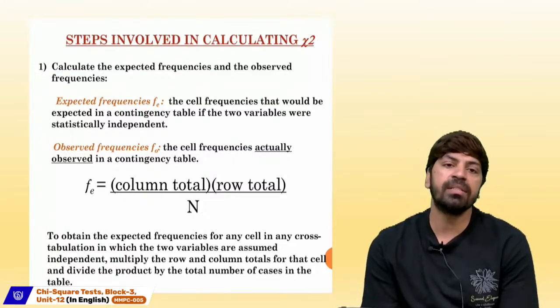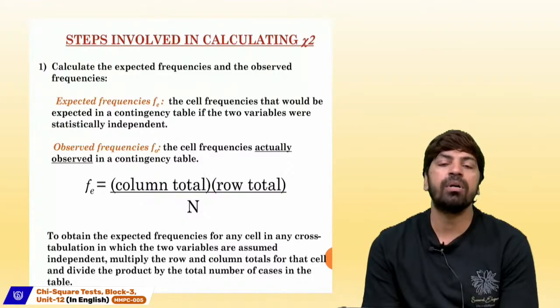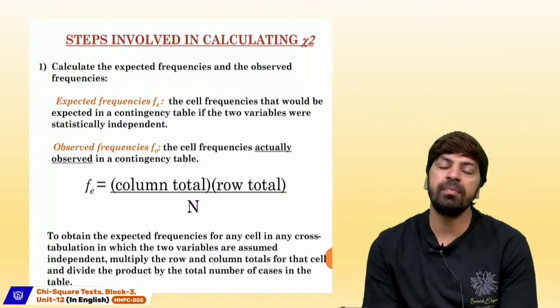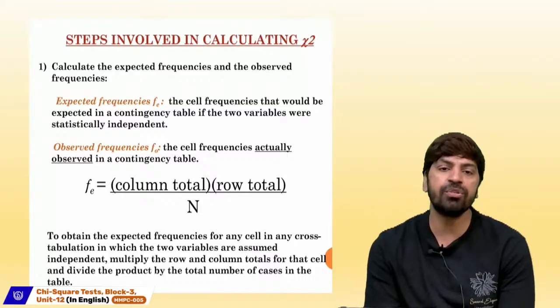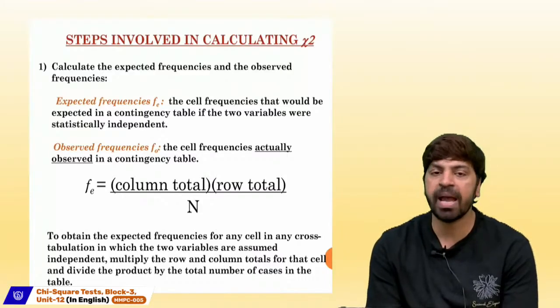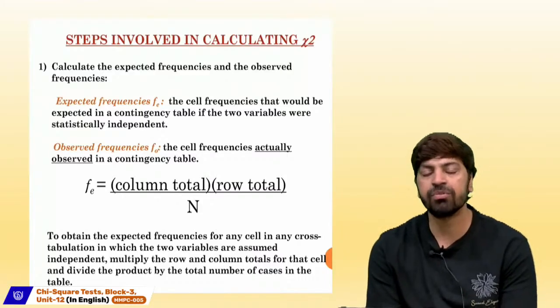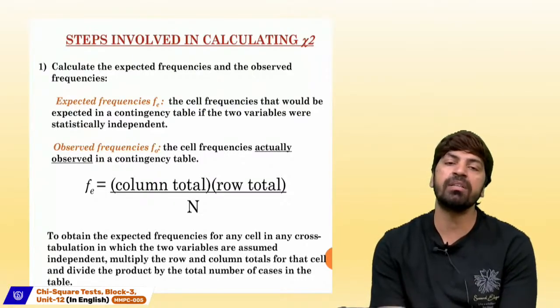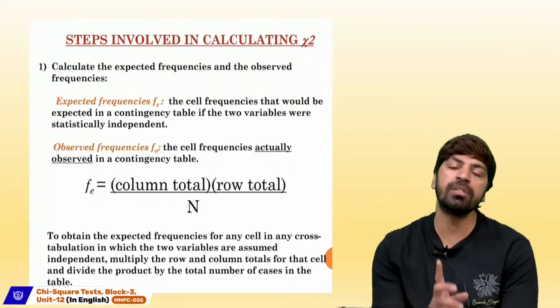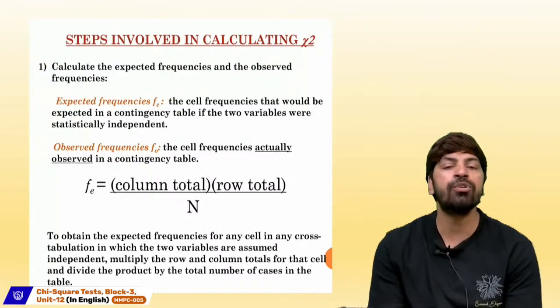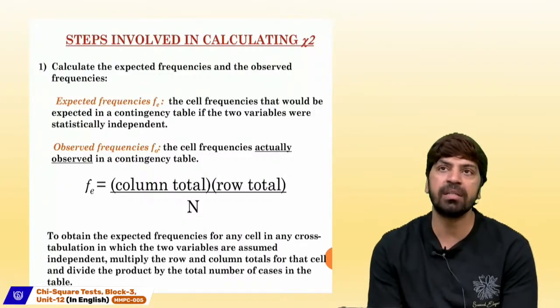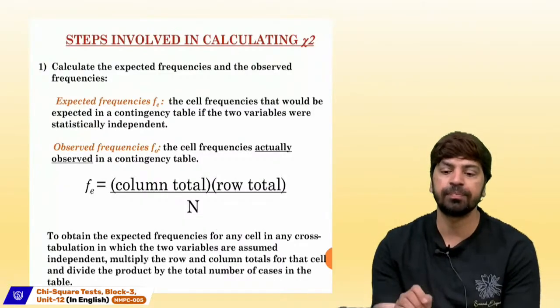Expected frequency, that is FE, is equal to the value of the total column into the value of the total row, divided by the grand total. So to obtain the expected frequency for any cell, it is important to apply this formula to calculate the expected frequencies.